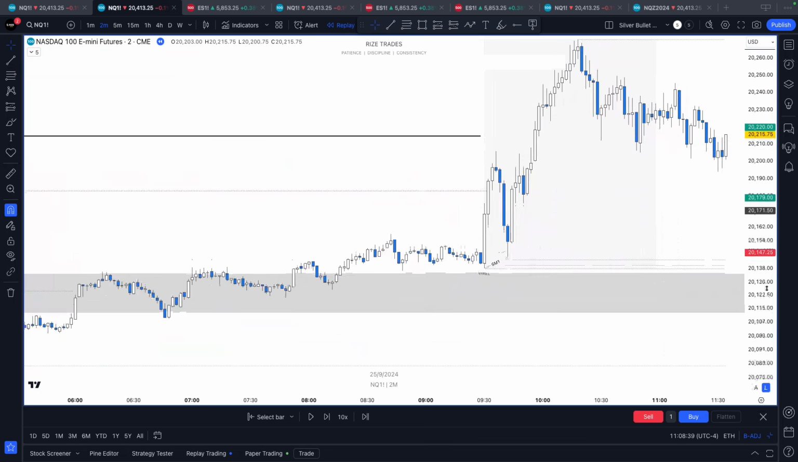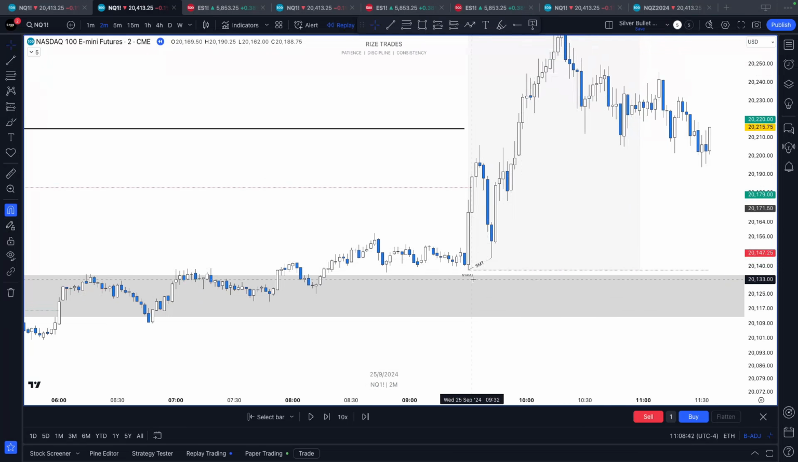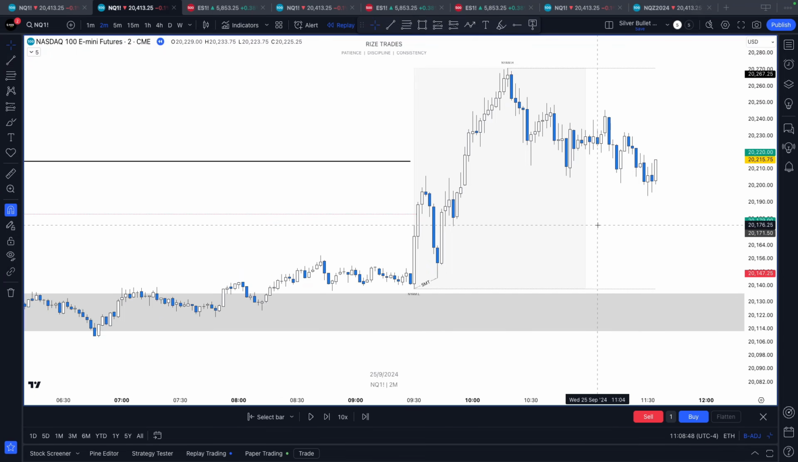There is no setup with this entry model. We did catch this within my group. You can see the SMT here, and we caught a continuation model up into these highs here for about 2 or 3R, I think.